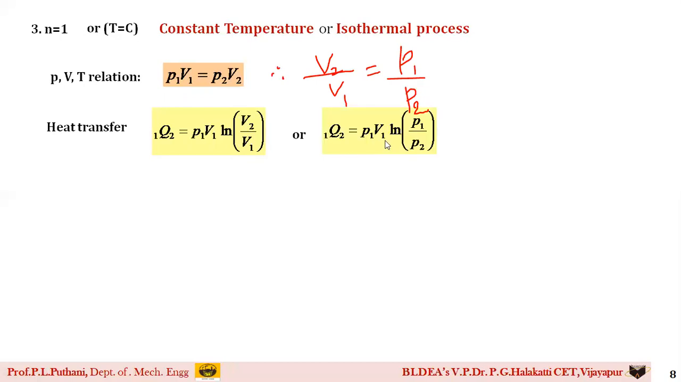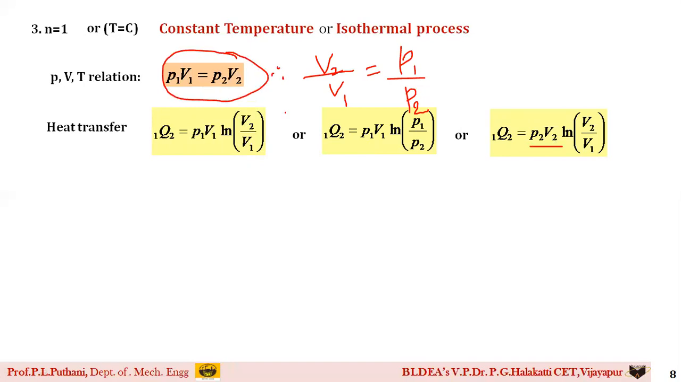Or P1 V1 ln of P1 by P2. Or the same thing, how can I write here? Yes, why have I written this P2 V2 here, students? I have quoted here P1 V1 is equal to P2 V2. So I can write this in the form of P2 V2 also, or this one, P2 V2, in the form of pressure ratio, I can write it as ln of P1 by P2. So there are 4 forms of the heat transfer equation. Just remember these. Directly you can know this one.